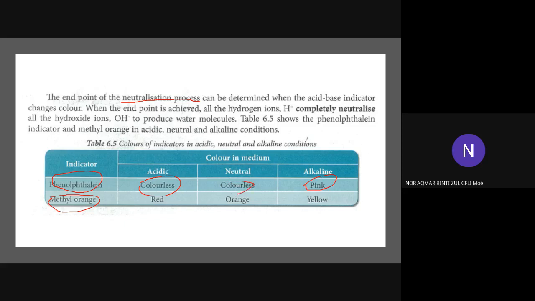The original color for phenolphthalein is colorless, so if you titrate the solution, at the end point, the last product, you can see that the solution is still colorless, meaning the solution is acidic. But if the solution becomes pink, that means it is an alkaline solution. It is different with methyl orange. The original color for methyl orange is of course orange. So if you do the experiment for neutralization and the solution at the end turns red, that is an acidic solution. But if the solution turns yellow, the solution is alkaline.